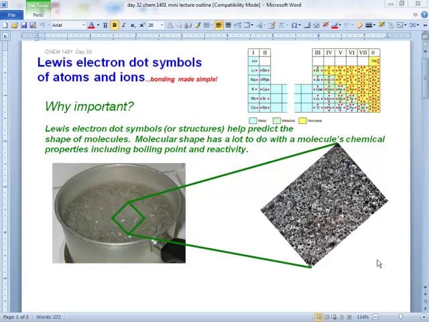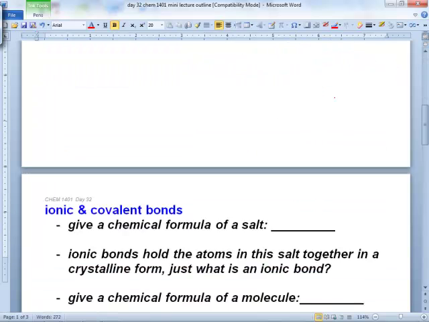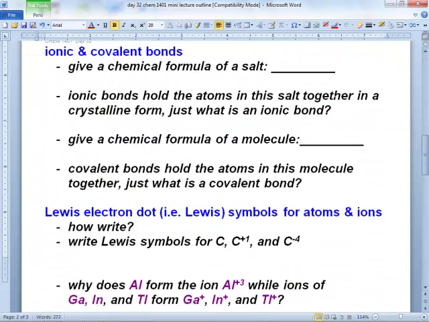And bonding made simple is how we're going to try to do this. The electron dot symbols or electron dot formulas or Lewis formulas or Lewis structures, all that means the exact same thing. And here's some of them right here, what they're going to look like, for atoms anyway. Okay, and that's our starting point. Let's see if we can remember a few things first, though.